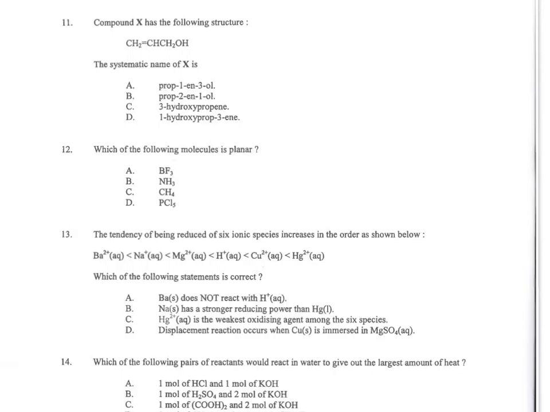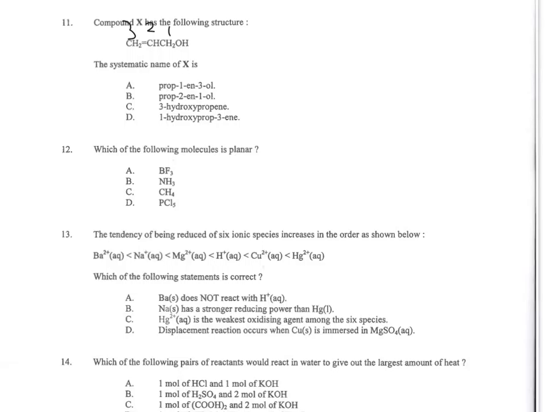Right, to name an organic compound, you need to first count the number of carbon atoms in the main carbon chain. Now you have 1, 2, 3 carbon atoms. But you need to note that we have two ways to count the number of atoms. From the right-hand side, that means from the hydroxyl group, or you can count it from the left-hand side, that is from the double bond.